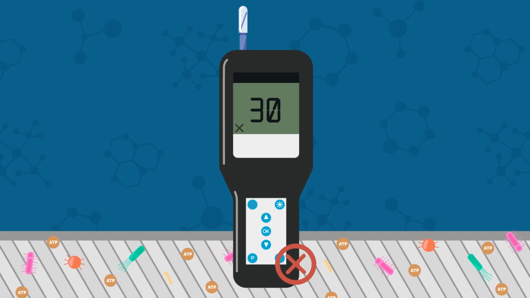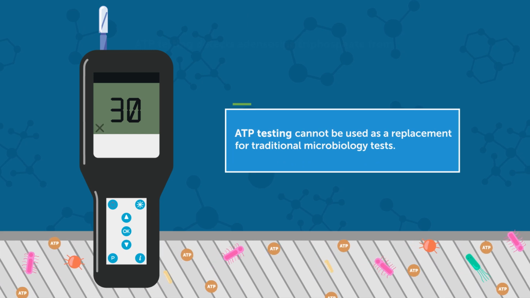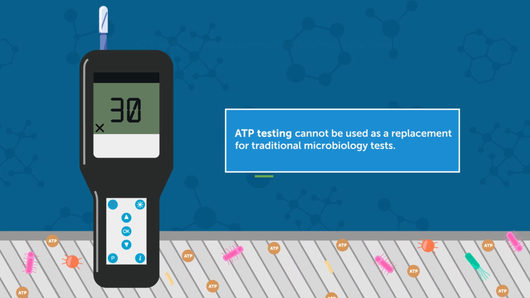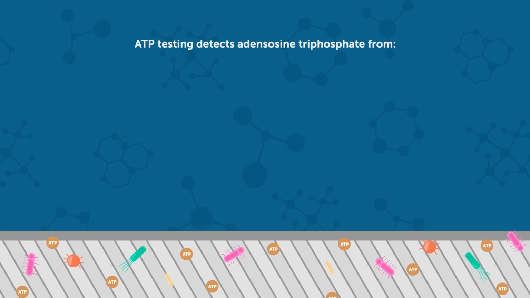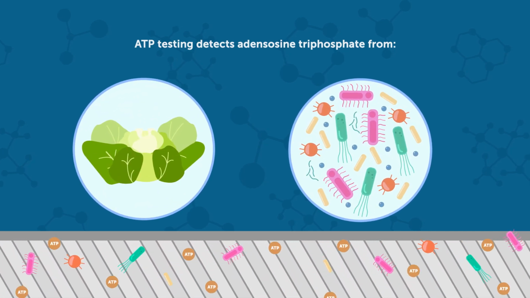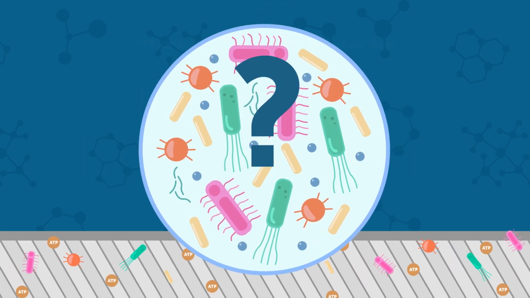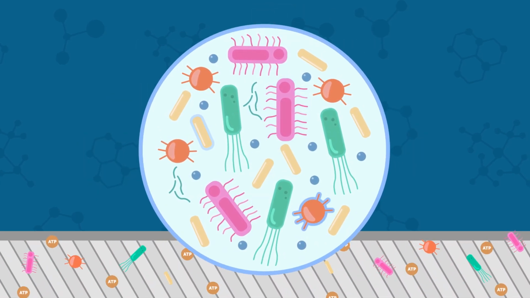Even though ATP testing is a useful method, it cannot be used as a replacement for traditional microbiology tests because ATP testing detects adenosine triphosphate from all living cells and plant residues, so it is not inherently indicative of the quality of bacteria on a surface, and it cannot identify which specific bacteria may be present.